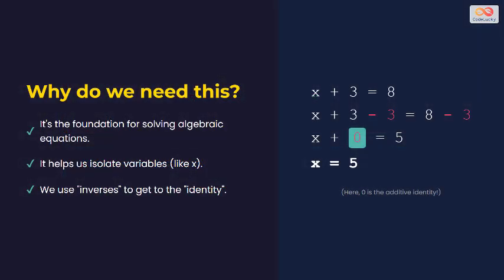You might be wondering, why do I need to know this? It seems obvious. Well, these properties are the tools we use to solve algebraic equations. When we want to isolate a variable like x, we manipulate the numbers around it until they effectively disappear. We turn added numbers into 0 and multiplied numbers into 1, leaving x by itself. It is the secret mechanism behind solving for x.